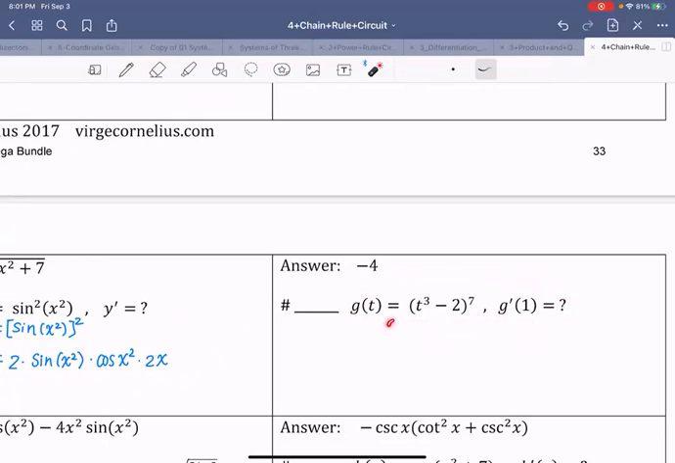Olivia, let's try this one. Go ahead, please. Okay. So 7 times t cubed minus 2 to the 6th power, and then times 3t squared. There you go. Then g prime 1, plug in.